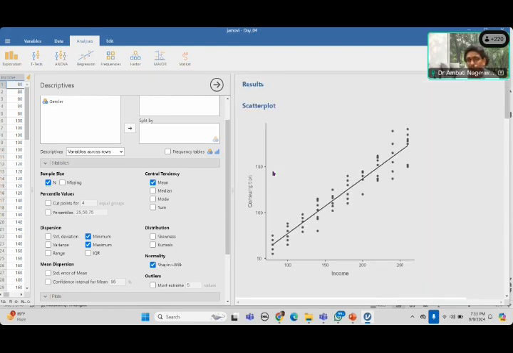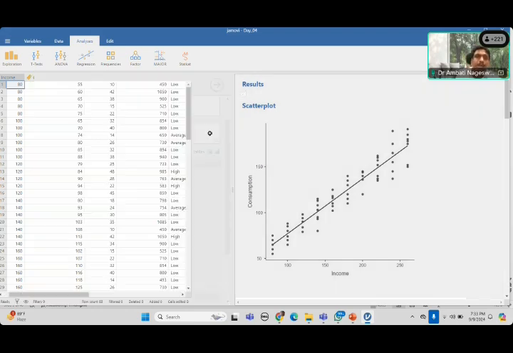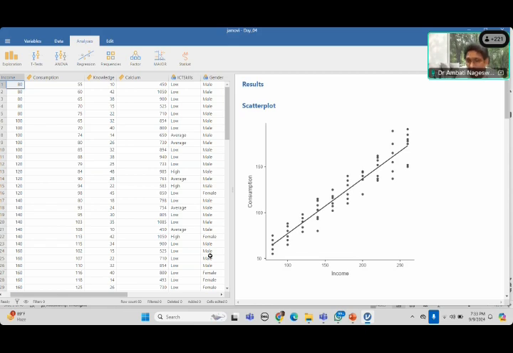Now, we are able to fulfill the linearity relationship. We are able to fulfill consumption normality, not income normality, but still we are going ahead with conducting the test. Now, how to conduct the correlation test? Go to Analyze.